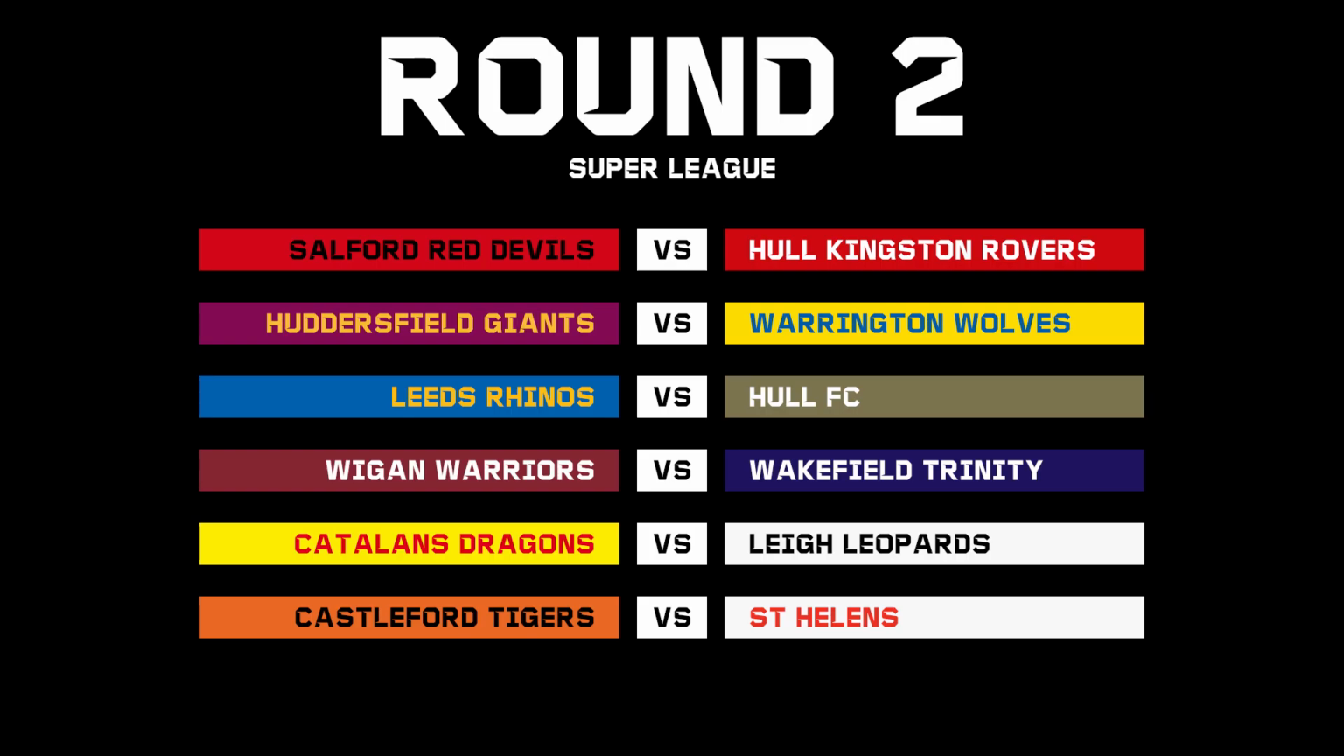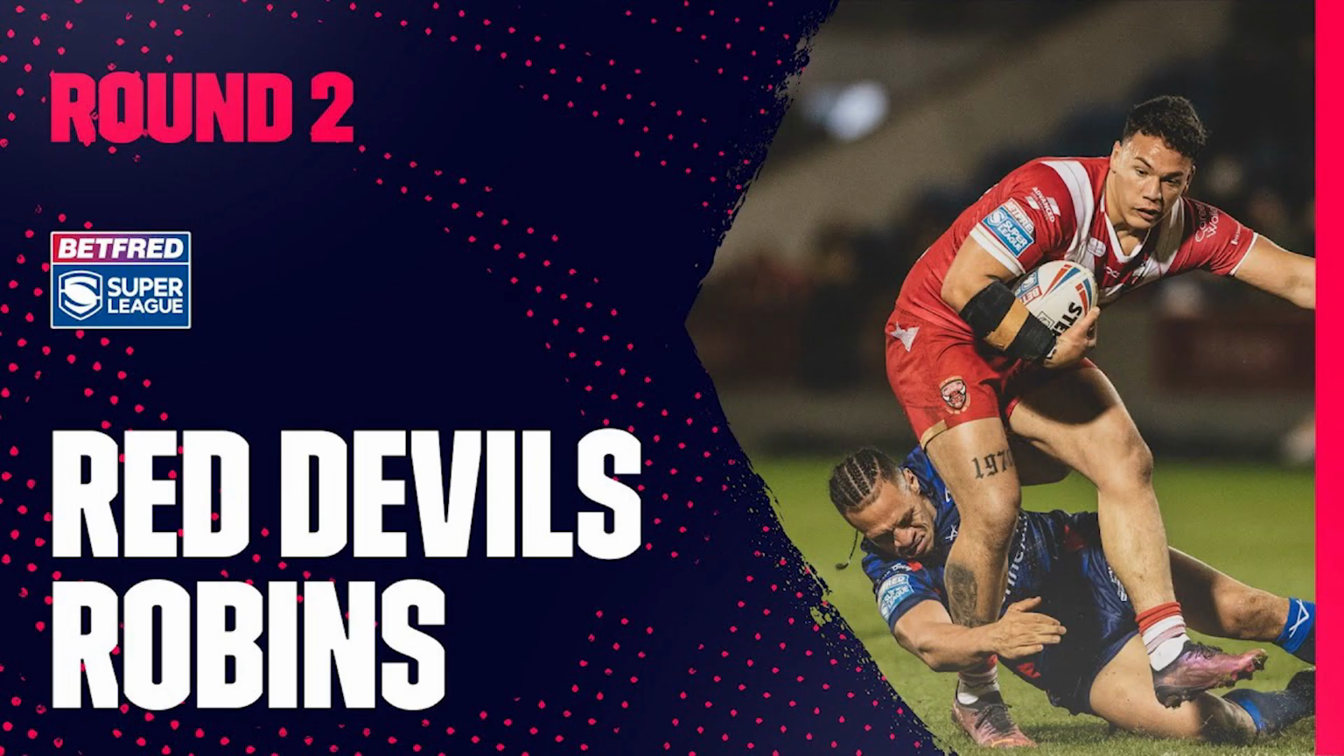The games we'll be looking at today include Salford Red Devils vs Hull Kingston Rovers, Huddersfield Giants vs Warrington Wolves, Leeds Rhinos vs Hull FC, Wigan Warriors vs Wakefield Trinity, Catalans Dragons vs Leigh Leopards, and Castleford Tigers vs St Helens. Kicking things off with Salford Red Devils at home versus Hull Kingston Rovers.